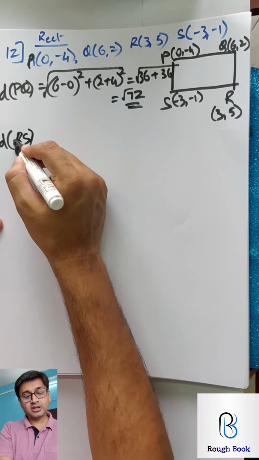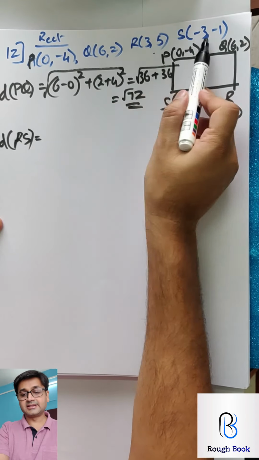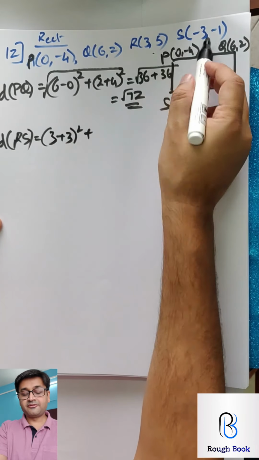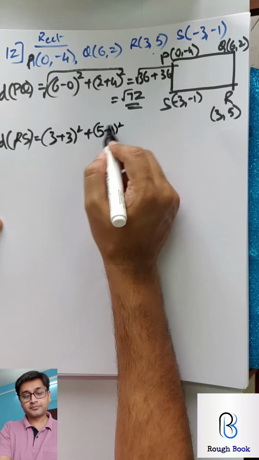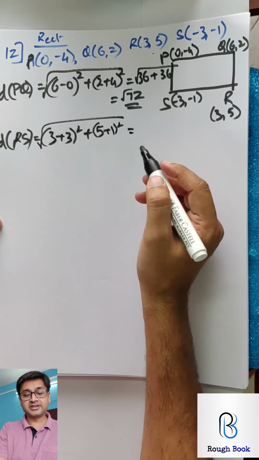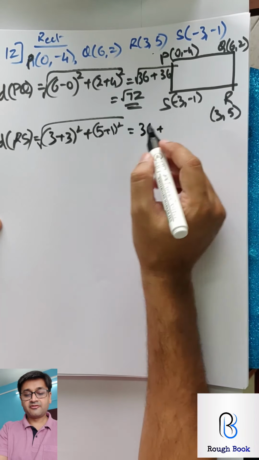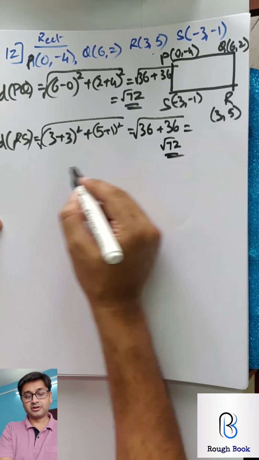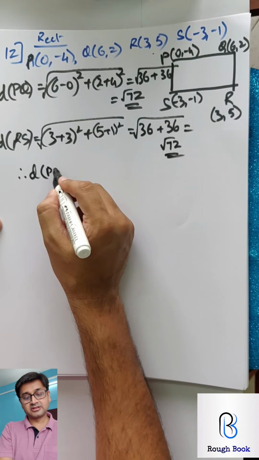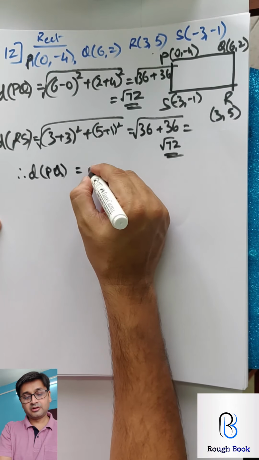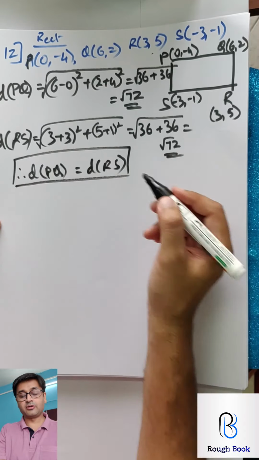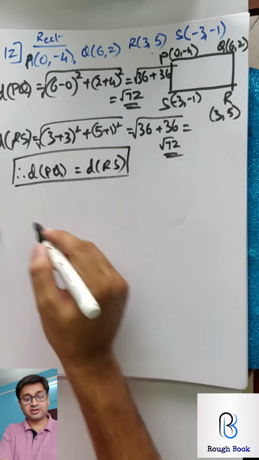RS. So this time for R and S. I will get (3 plus 3) square and (5 plus 1) square under the root. So 3 plus 3 is 6, so again 36. 5 plus 1 is 6, so again 36. So that again becomes root 72. So therefore I can say distance PQ is equal to distance RS. So we at least managed to prove that one pair of opposite sides are equal.